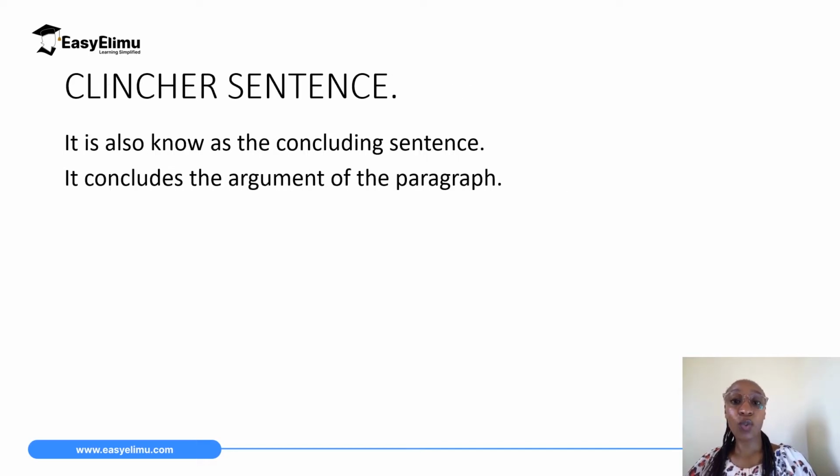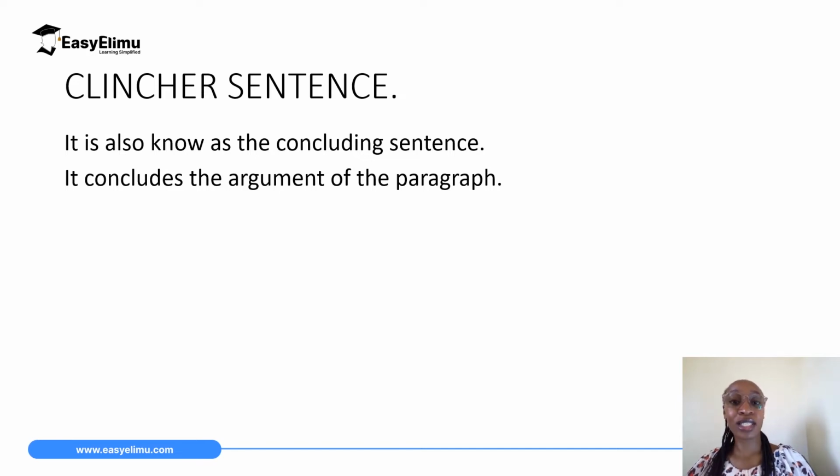And lastly, we have what we call the clincher sentence. This is the last sentence of a paragraph, and it sums up or concludes what this paragraph is about. So we have seen we have the topic sentence that introduces the paragraph. We have the supporting sentences that support or amplify or illustrate whatever is being passed by the topic sentence. And lastly, we have the clincher sentence, which now sums up everything. It sums up the paragraph.